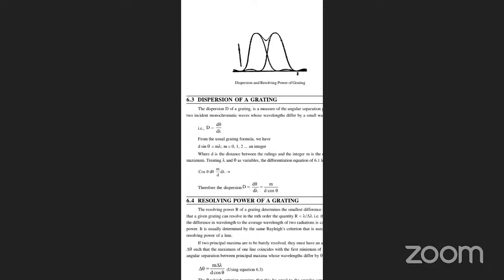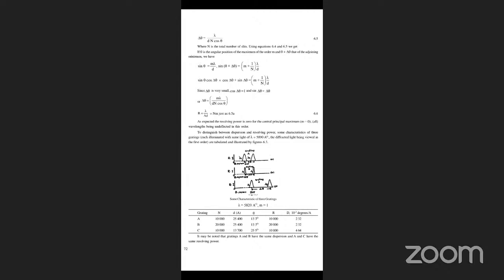From the above dispersion of the grating, we are getting this also: delta theta equals m delta lambda by d cos theta. Therefore, the Rayleigh criterion requires that this be equal to the angular separation between a principal maximum and its adjoining minimum for the mth order, which is delta theta equals lambda by d N cos theta, where capital N is the total number of slits.